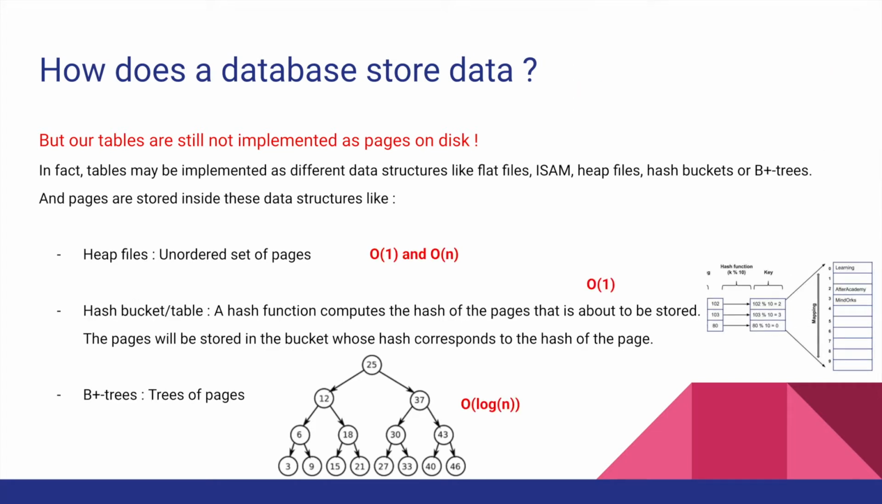And I just wanted to emphasize that depending on which data structure you use to store your tables, the speed of retrieval and the speed of insertion won't be the same. For instance, heap files are quite quick for the insertion because they are unordered, but they are quite slow for retrieving something specifically. On the contrary, hash tables are quite quick to find a record, and B plus trees are also quite quick with the time complexity of O(log n).